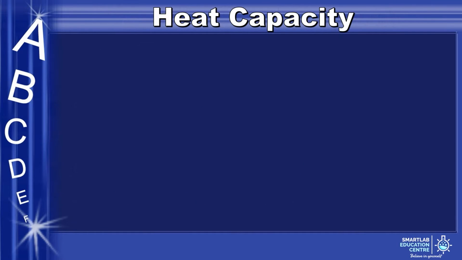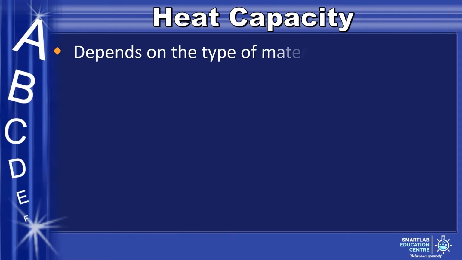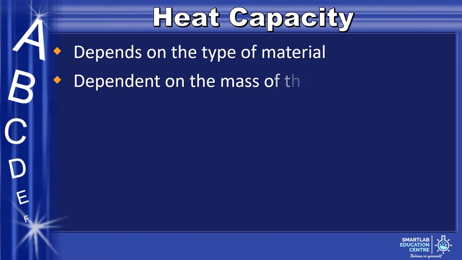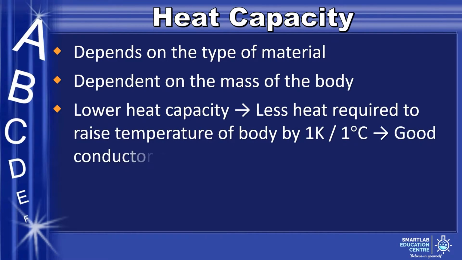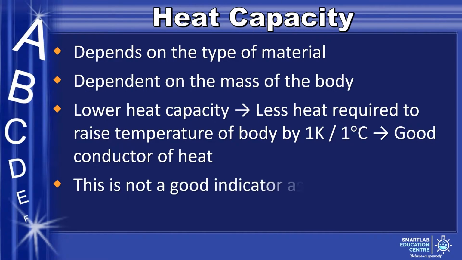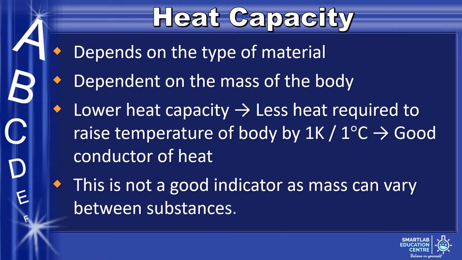So what is the difference between heat capacity and specific heat capacity? The heat capacity of a substance depends on the type of material and is dependent on the mass of the body. A substance with a lower capacity suggests that less heat is required to raise a unit temperature of a body, suggesting it is a good conductor. However, we should not use heat capacity as a good indicator of thermal conductivity, as the mass between substances may vary.